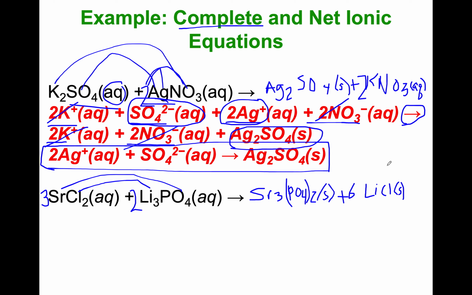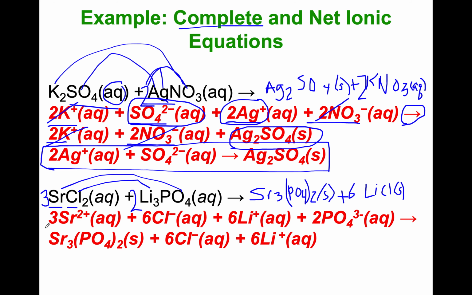And now we can go to the complete ionic. This is not easy. Now we're changing things up here. So start with, what are the ions? Okay, so this is chloride, Cl-, and this is strontium, Sr2+. So we go there, then we can say that's 3 Sr2+. And I know there's a subscript and a coefficient, so we have to multiply those. That's 6 chlorides. Same thing here, 6 lithiums and 2 phosphates.